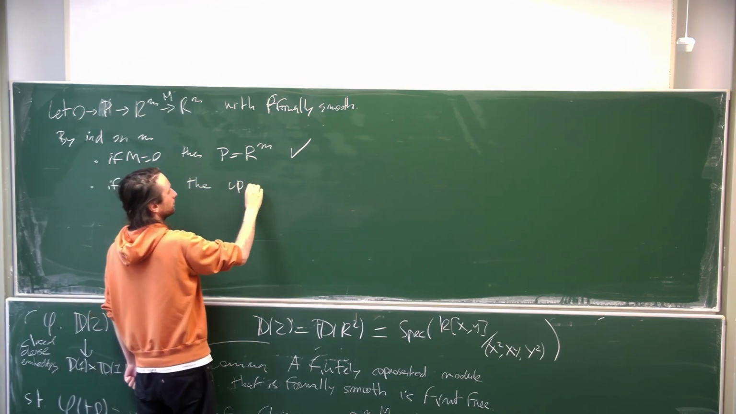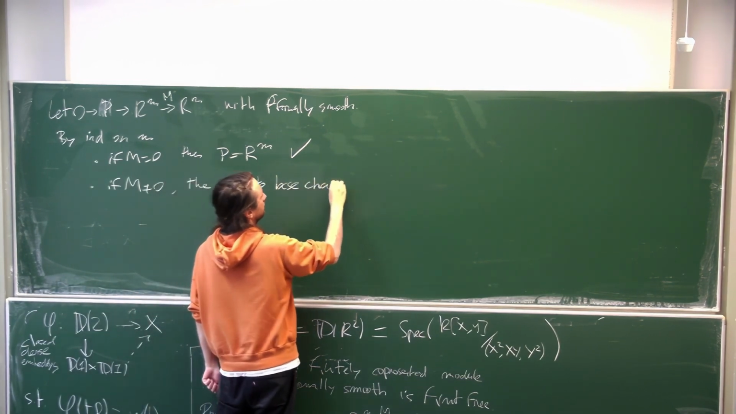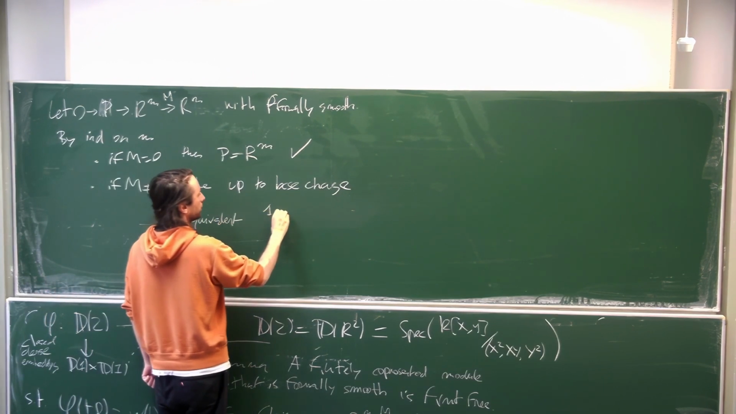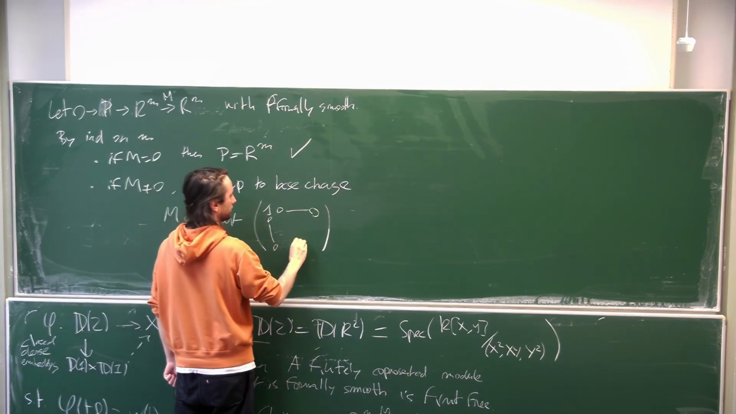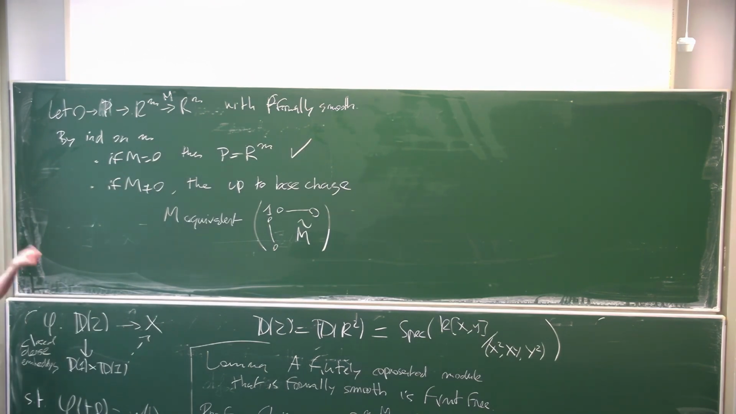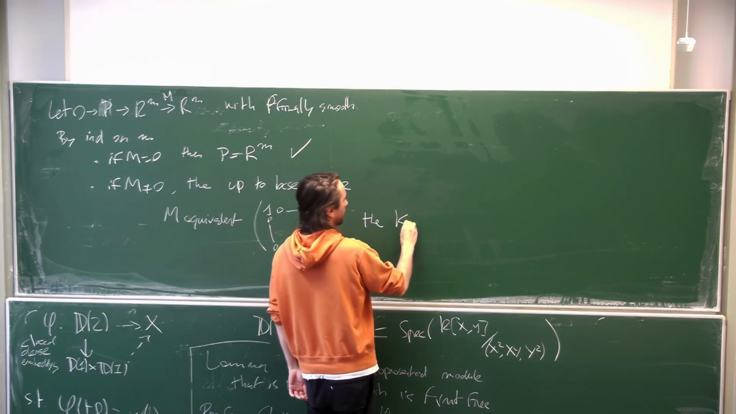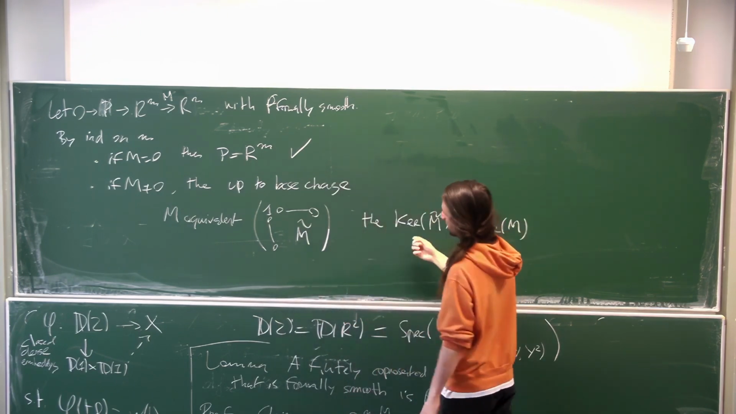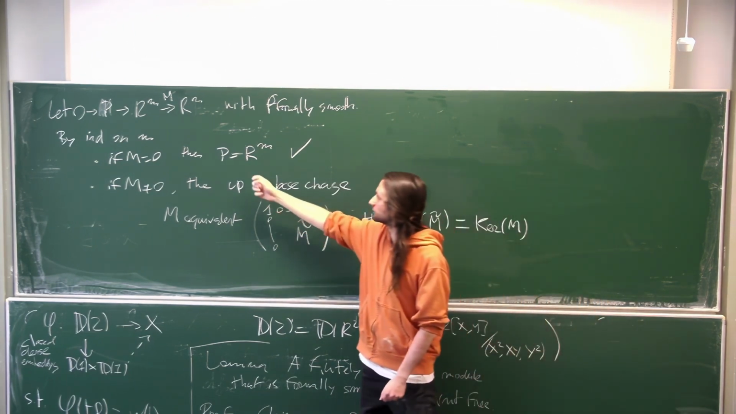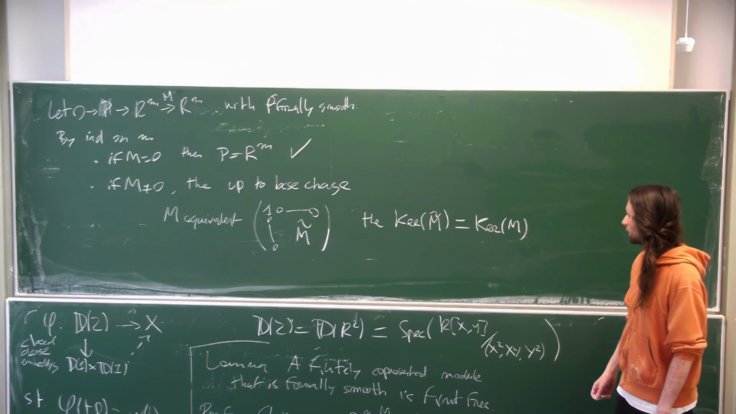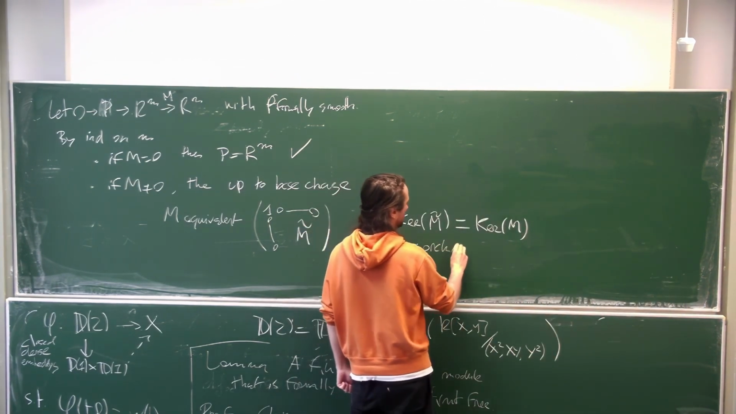And so, up to base change, M is equivalent to a matrix of this form. So we take the invertible coefficient, we rearrange the columns and cancel everything. So very down-to-earth linear algebra. And then the kernel of M tilde is equal to the kernel of M, and we conclude inductively because M tilde goes from Rm minus 1 to something. And we conclude by induction.